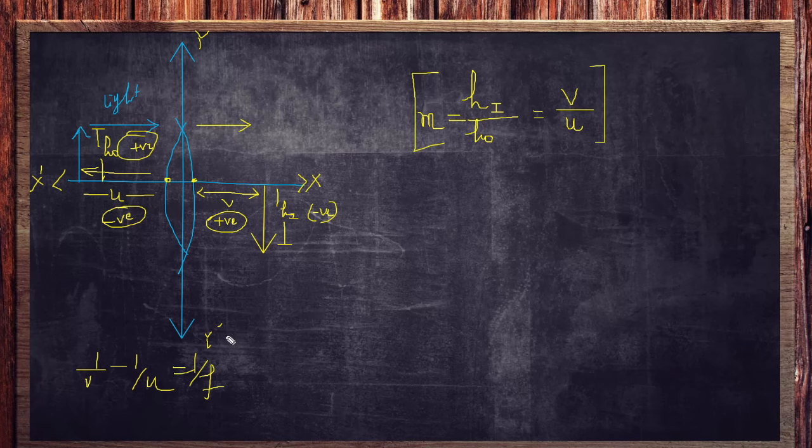Two formulas are very important here: the lens formula and the magnification formula. All sums come from these two. One more formula is the power. If you want to measure the power of a lens, it is nothing but the reciprocal of the focal length. First find the focal length of that lens and just take its reciprocal, and you will have the power of that lens.